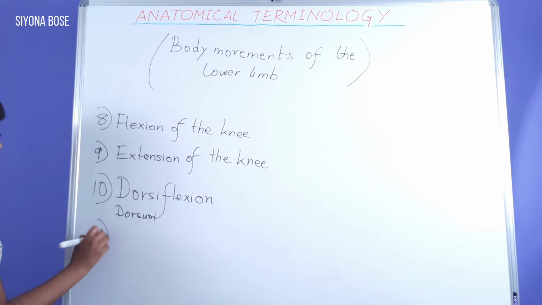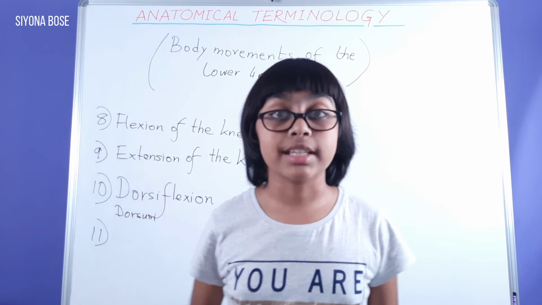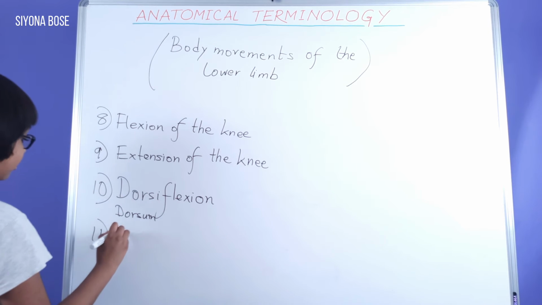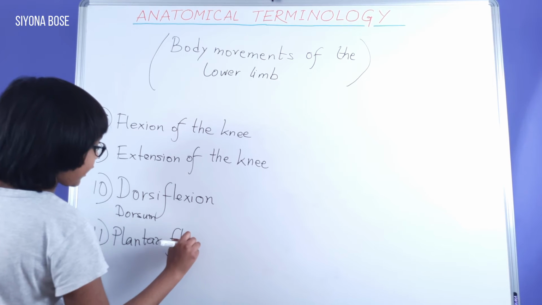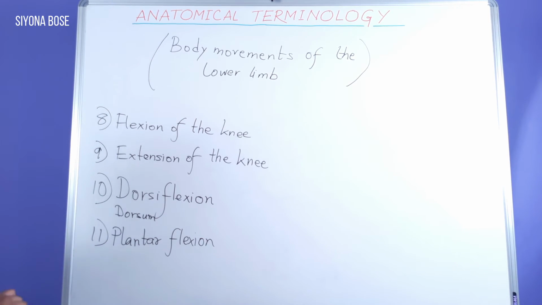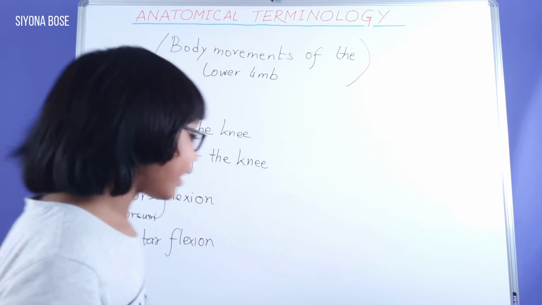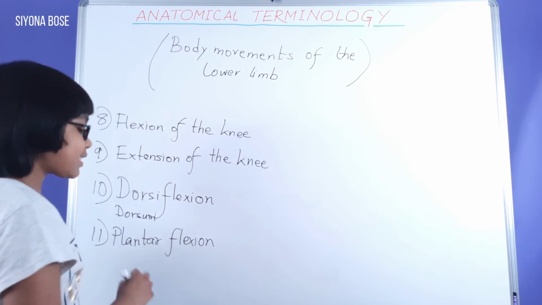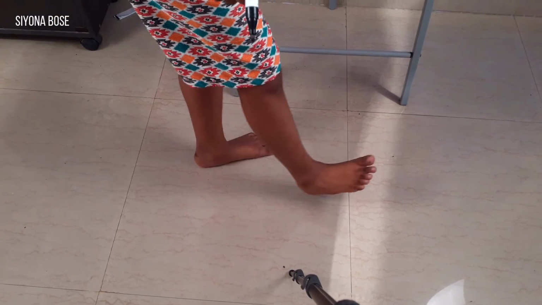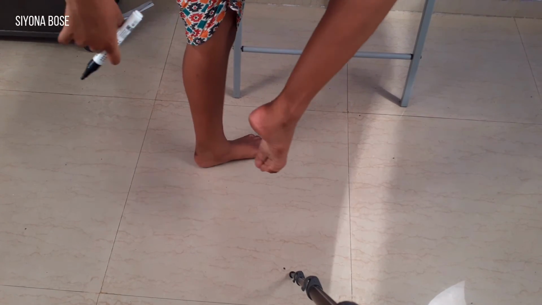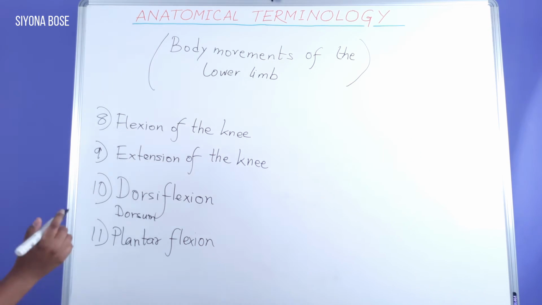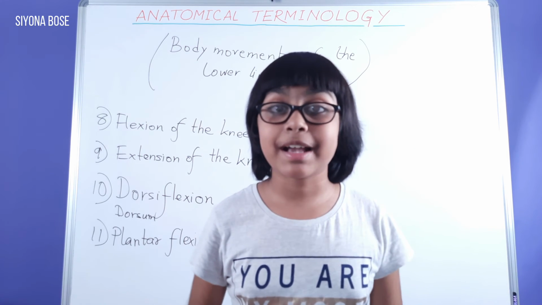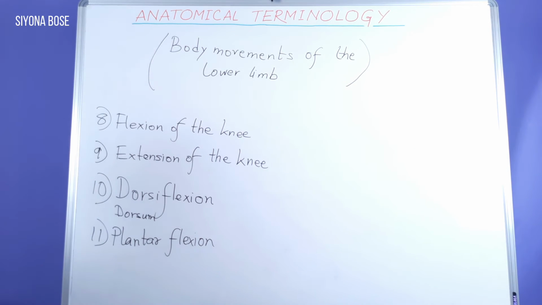And the opposite is plantar flexion. In plantar flexion, the plantar aspect of the foot, that means the back part of the foot or the sole of the foot, faces backwards. That means this is dorsiflexion and this is plantar flexion, in which the sole of the foot faces backwards.